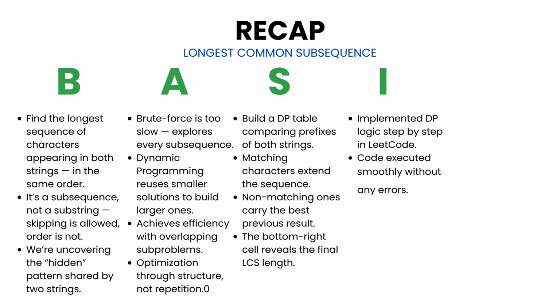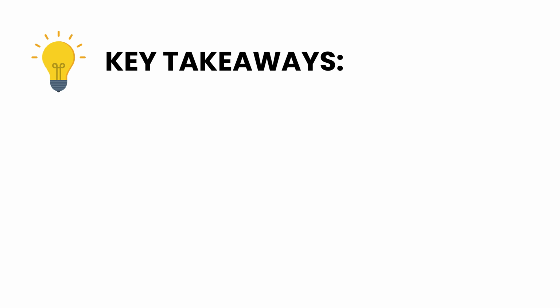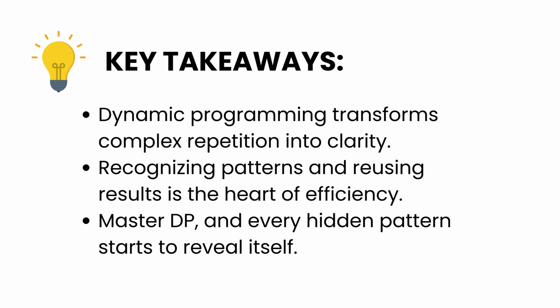Implement recap. We implemented the logic cleanly and ran it through LeetCode. The code executed without any issues, efficiently computing the correct subsequence length. Check recap. After running our test cases, we confirmed that the solution produced the right results and passed all validations, a solid confirmation that our DP structure worked perfectly. Closing insight. The key takeaway? Dynamic programming isn't just about memorizing patterns, it's about recognizing overlapping subproblems and using structure to turn complexity into clarity. Master this mindset, and you'll start seeing DP problems as puzzles that naturally fit together.